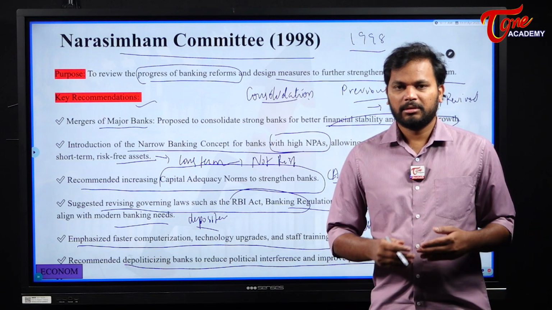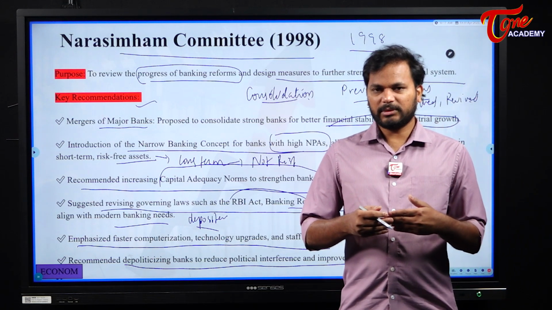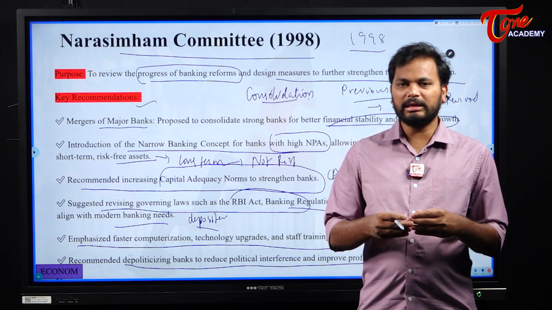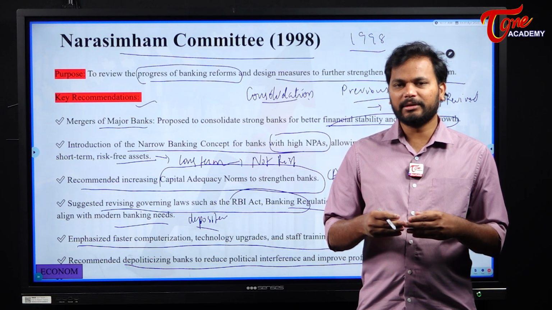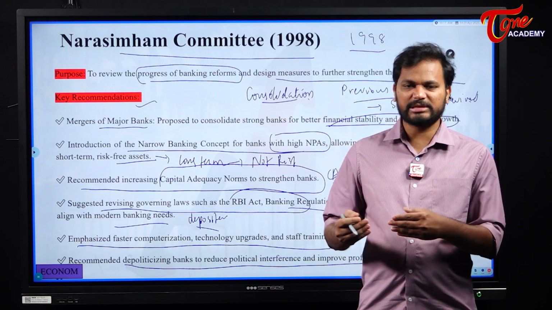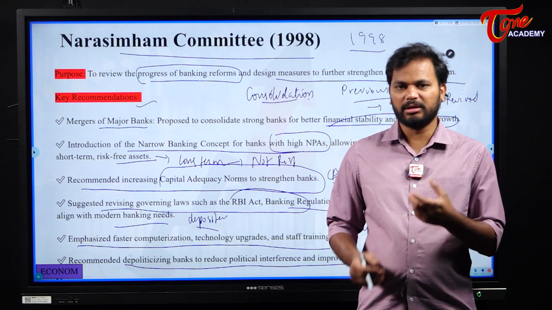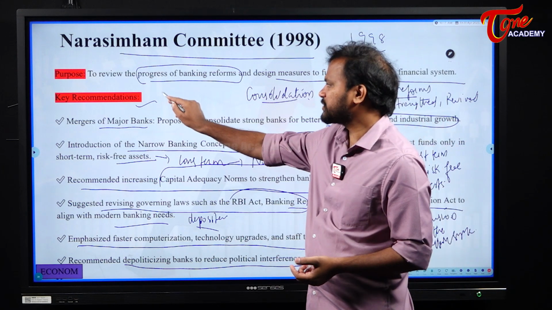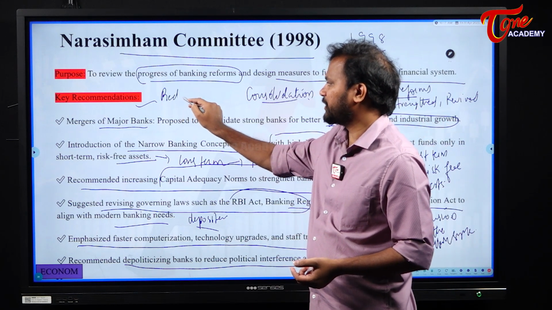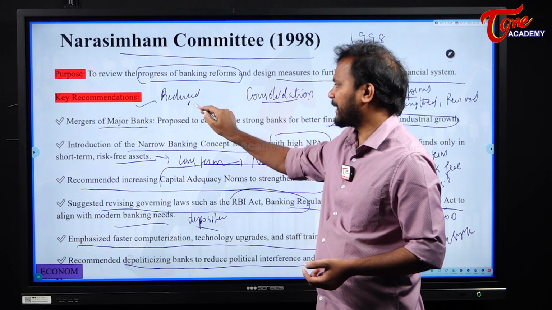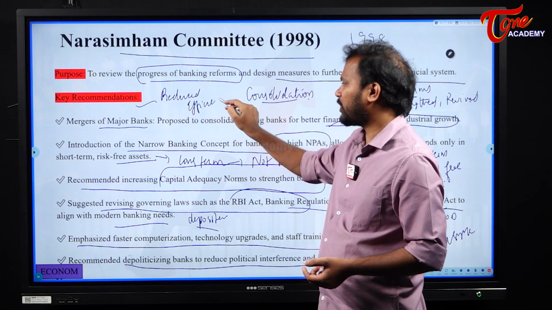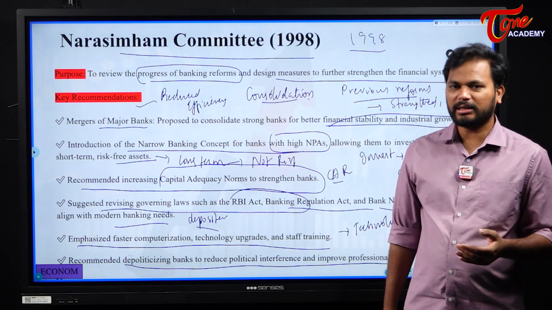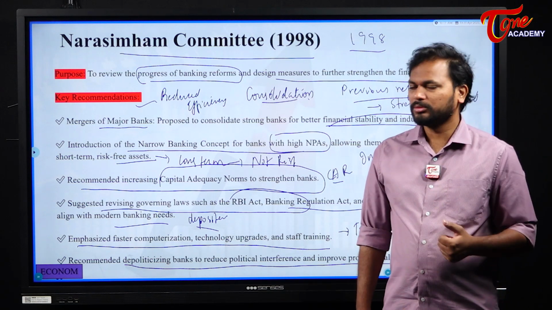See, the political system has become such that it is interfering with the banking system. For example, there is this concept called loan waiver, which we have discussed previously. Now the concept of loan waiver is leading to reduced efficiency in the banking system. That is not good for the banking system in the long run. Clear? So these are the recommendations of the Narasimhan 2 Committee.